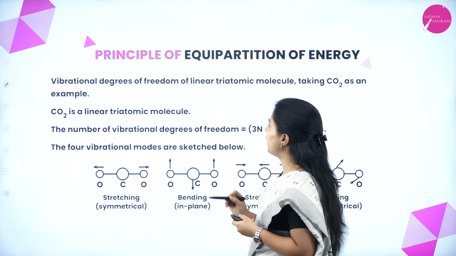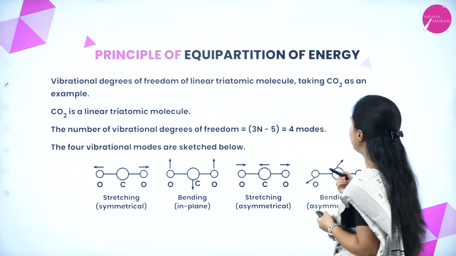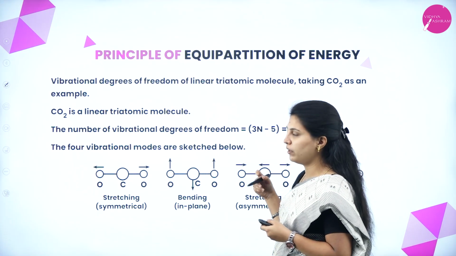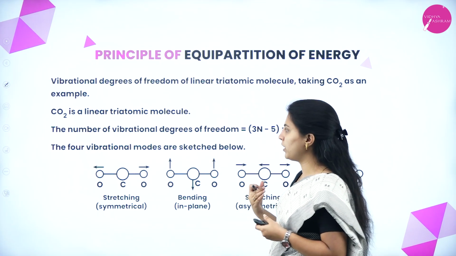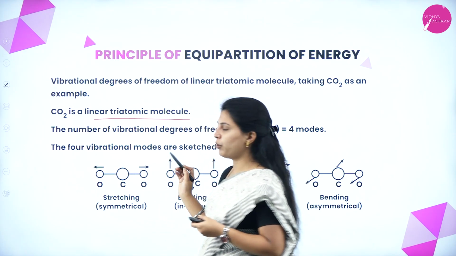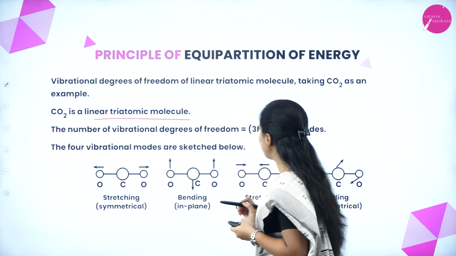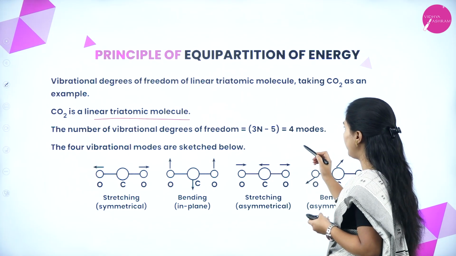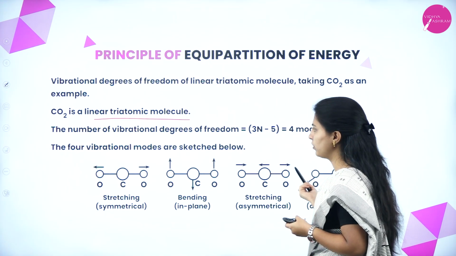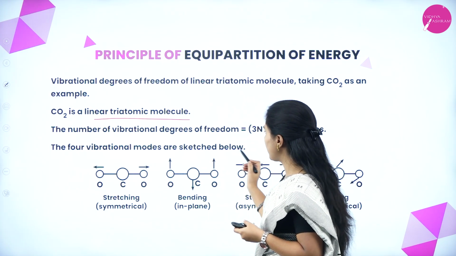Vibrational degrees of freedom of a linear triatomic molecule, taking CO2 as an example. How will CO2 exhibit them? CO2 is a linear triatomic molecule, as we know by VSEPR theory. The number of vibrational degrees of freedom is 3n minus 5, equal to 4 modes. The 4 vibrational modes are sketched below.